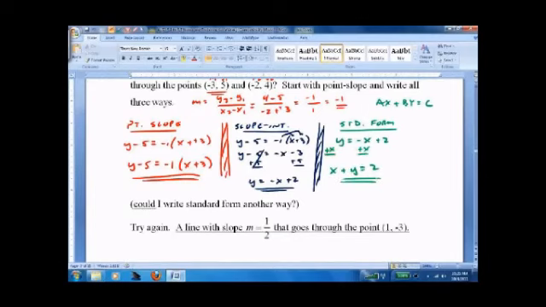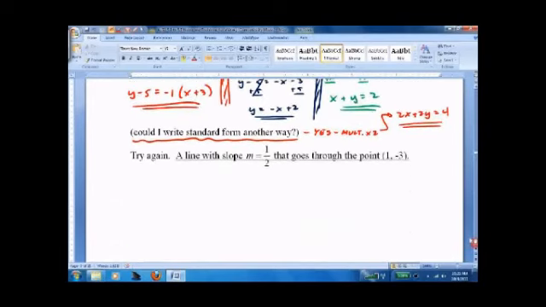That is it. Now to answer the question down here, could I write standard form another way? Yes. You just multiply everything by 2 or 3 or negative 4, whatever you want, as long as you don't multiply by 0. So let's multiply the whole thing by 2. That would give us 2x plus 2y equals 4. Still works. Still written in the form ax plus by equals c. Try it again.